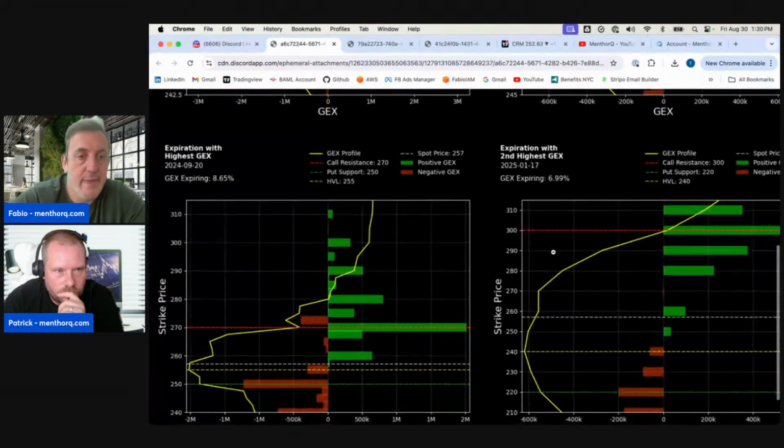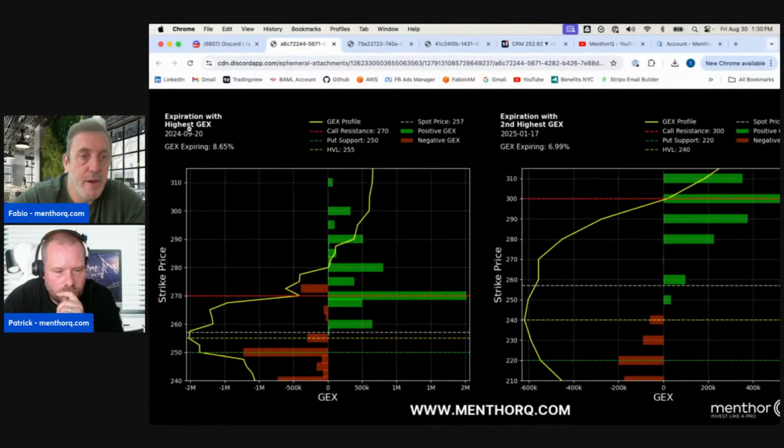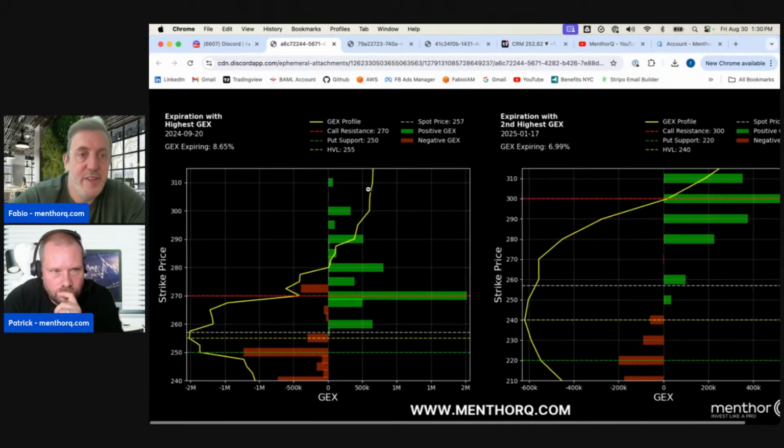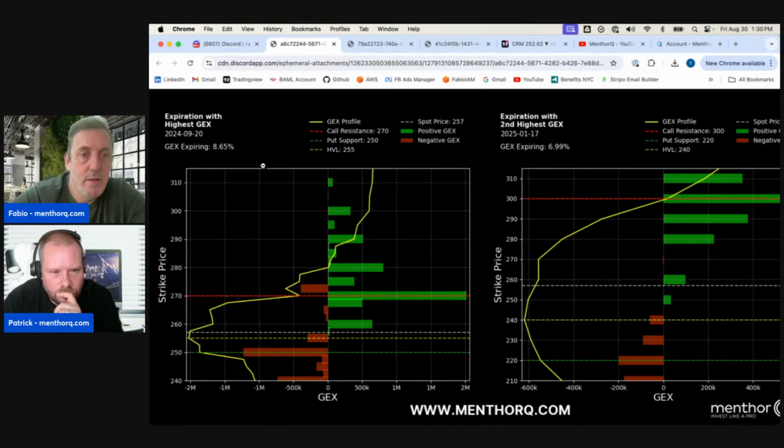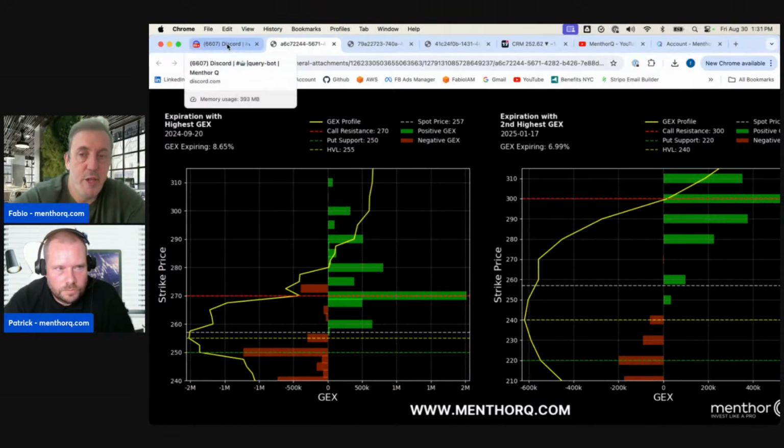But then we want to look at September. The third week of September, we have 9% of gamma expiring, and we have some positive gamma here at 270 and a big negative gamma bar at 250, right? And this is the highest gamma after today's expiration. So a very important day to monitor. If you are looking at a longer time frame, you need to monitor this expiration, how things have changed for this expiration, and then you can also look further up in the future.